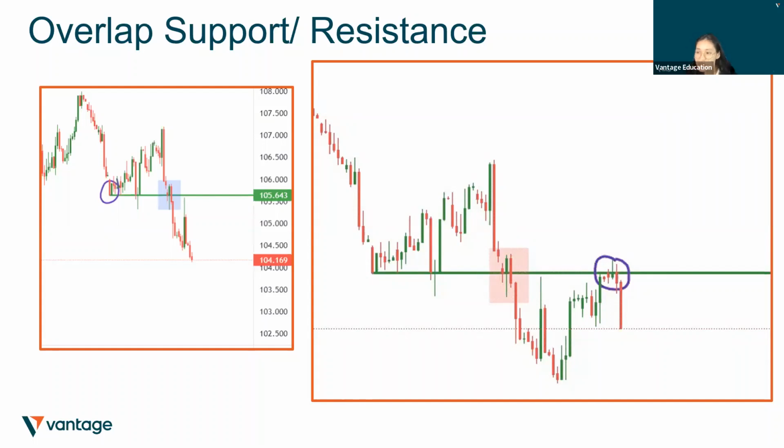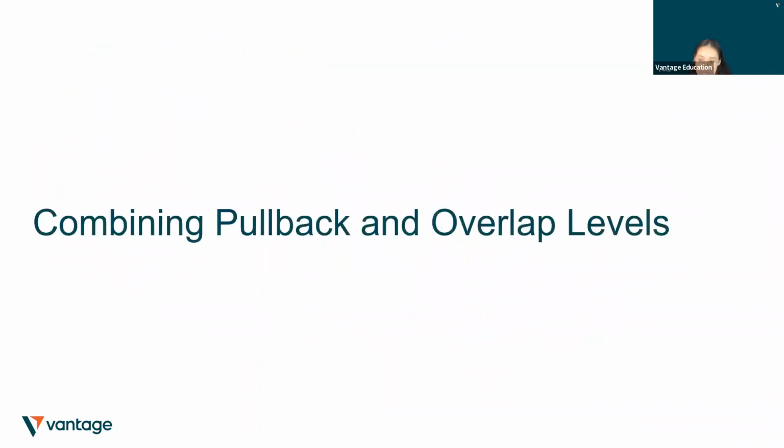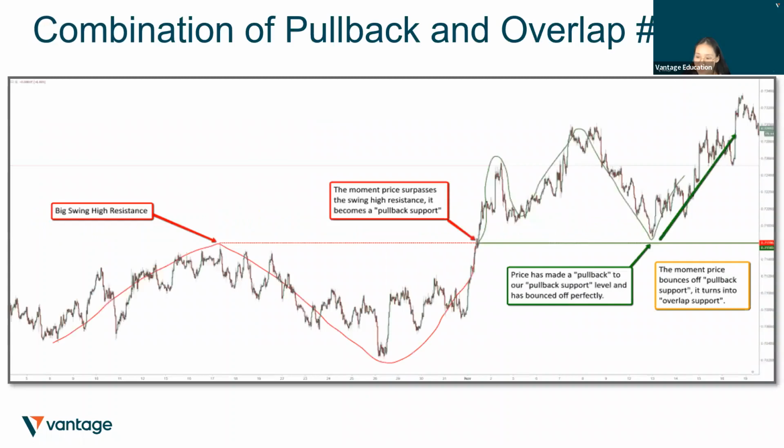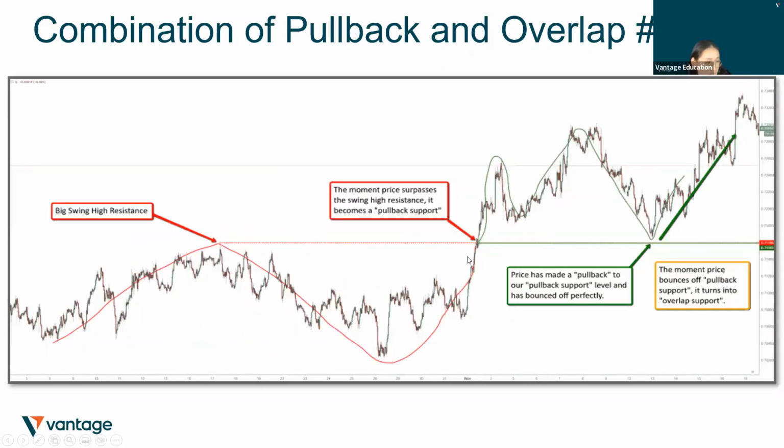All good. Let's continue. So next, we're going to be looking at how to combine our pullback and overlap levels to make our analysis as accurate as possible. So here we have a big swing high resistance level over here. And then we can see from this area, price surpasses this swing high resistance level, and then it now becomes a pullback support.